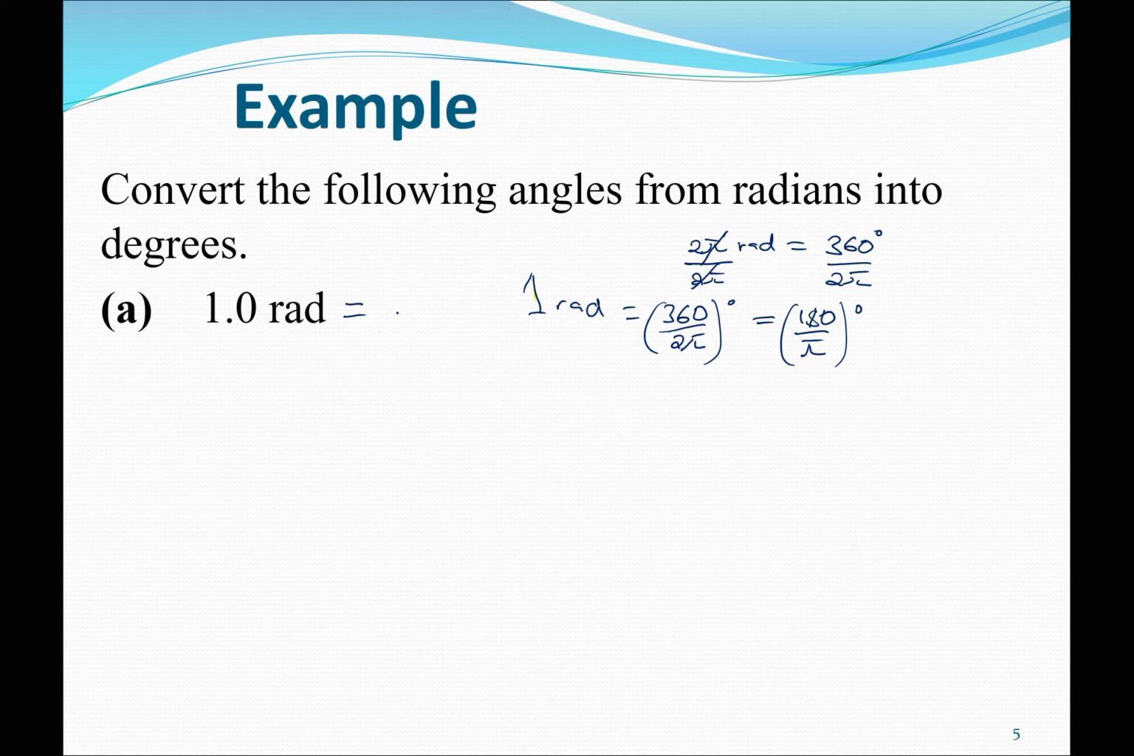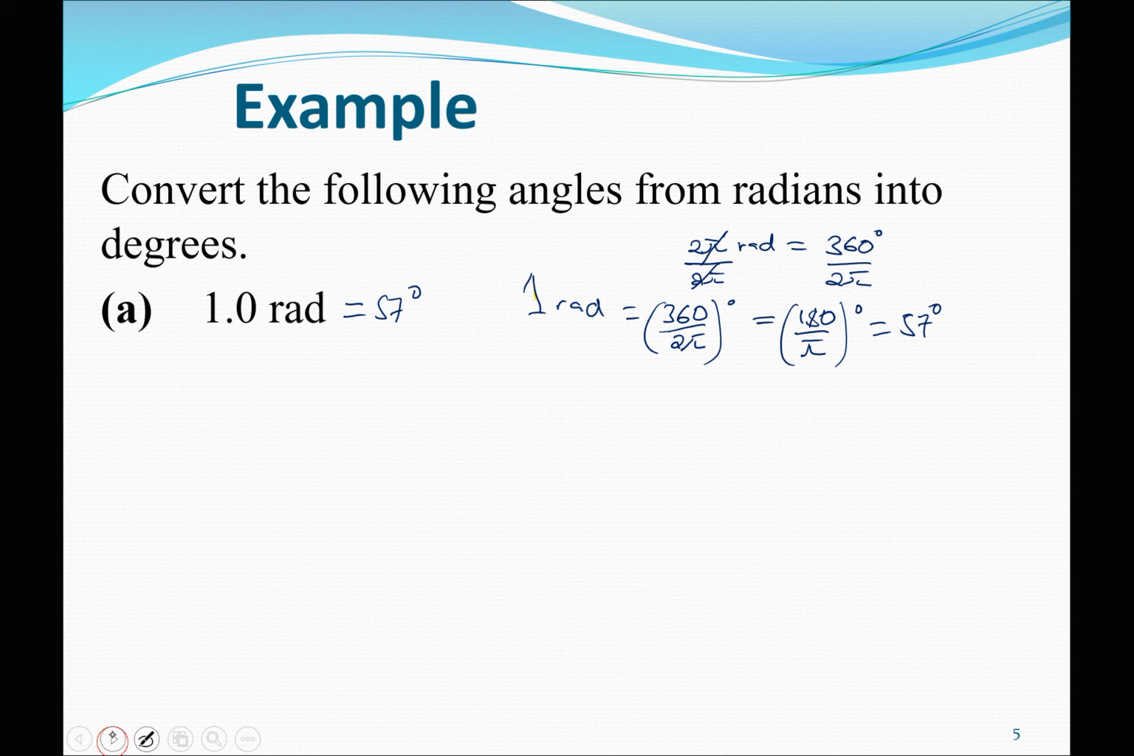I just press my calculator here. So this is going to give me 57 degrees. Normally it is as easy as saying 1 radian is 1 over 2 pi times 360. So this is 57 degrees.